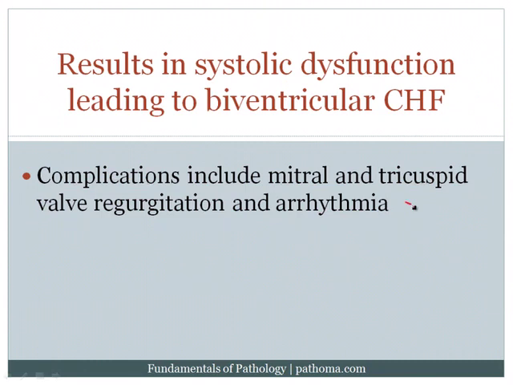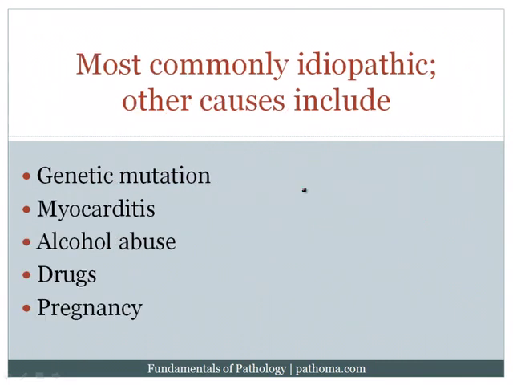Another complication would be arrhythmia. The way I think about this is that as you stretch the heart, you're also stretching the conduction systems of the heart, and so you're going to start getting funny conductions across that system, giving you arrhythmias. Now, most commonly, dilated cardiomyopathy is idiopathic. We don't know the cause, but some very high-yield causes to be aware of include genetic mutations. Usually the most common genetic mutation would be autosomal dominant. Myocarditis can do it. The most common bug to cause myocarditis would be Coxsackie virus.